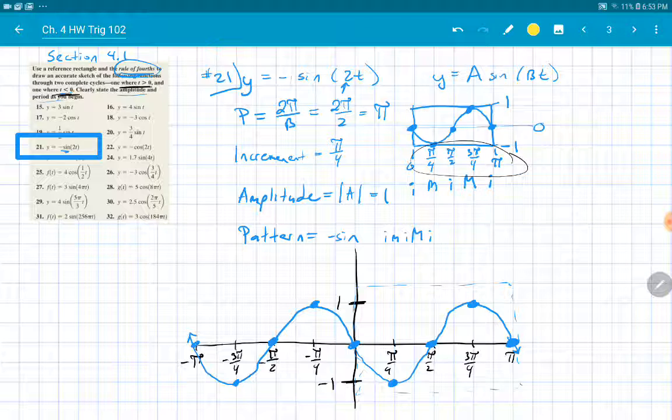I was also asked to state the period, which was pi, and the amplitude, which was 1.